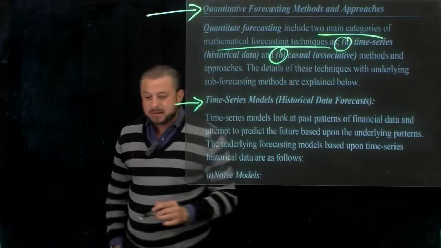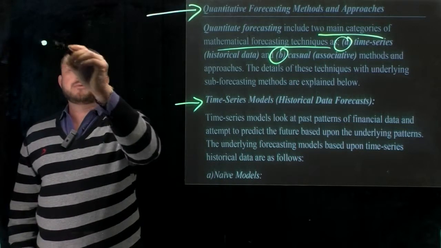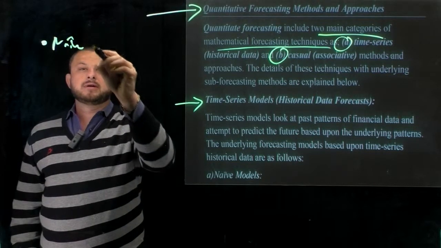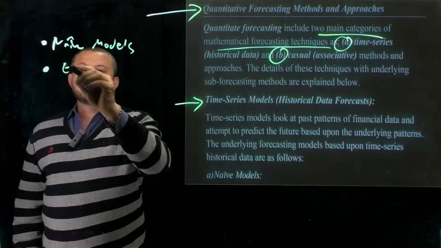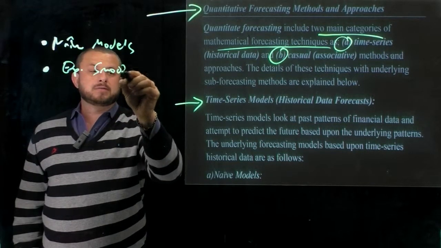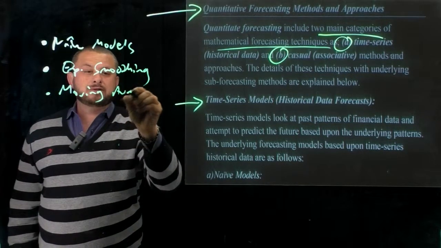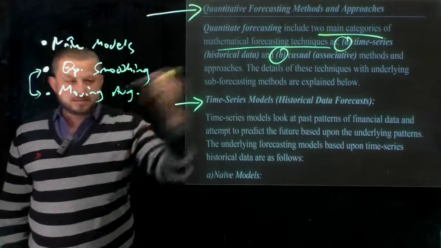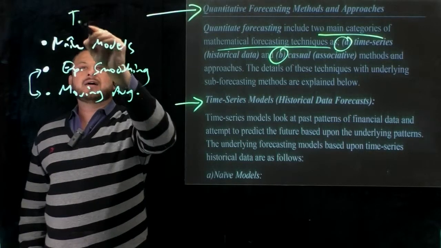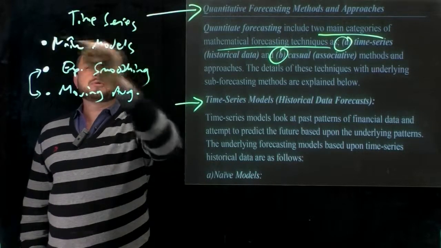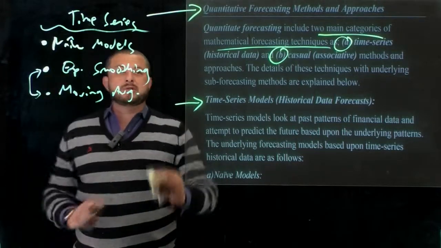Guys, in time series methods, we have three different forecasting approaches: naive models, exponential smoothing, and moving average. This will change in the sequence, okay? So naive models, exponential smoothing, and the moving average are the time series approaches for forecasting, and we are going to start with the naive models right now.